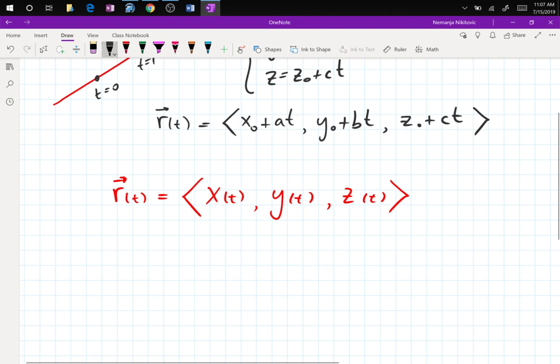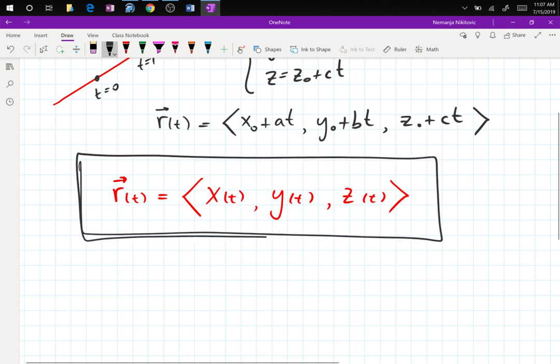So let me just box this real quick and write that this over here is a vector valued function. Vector valued function.